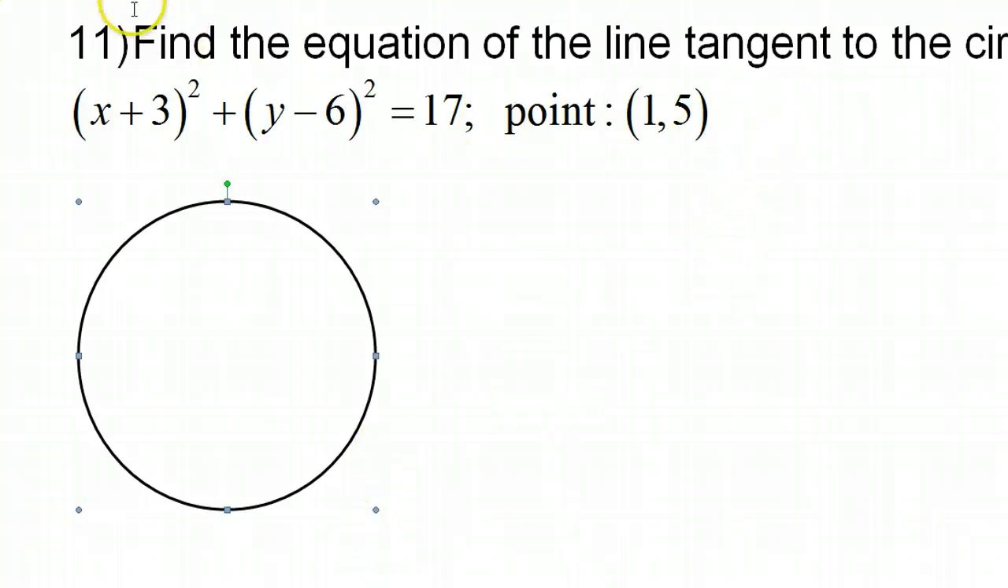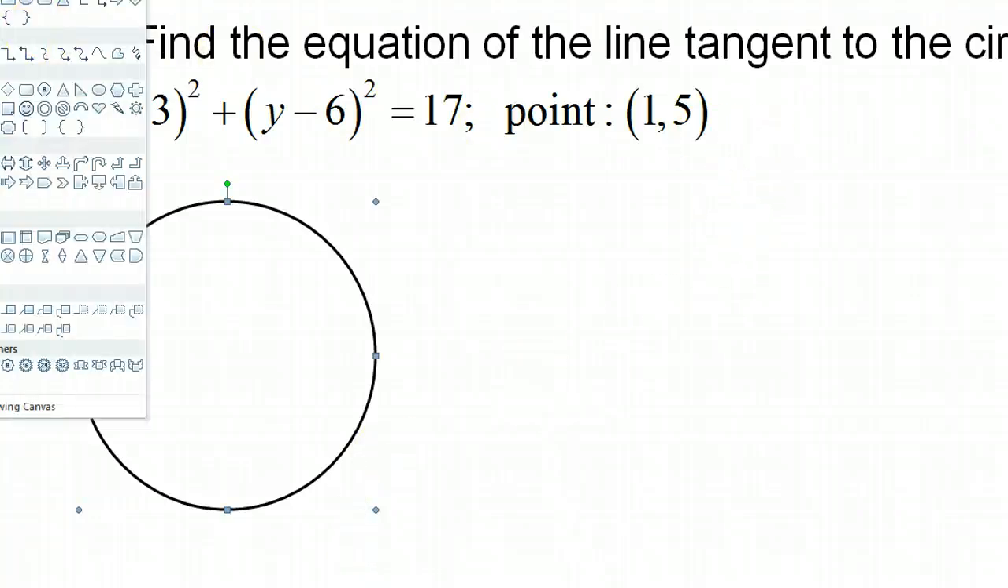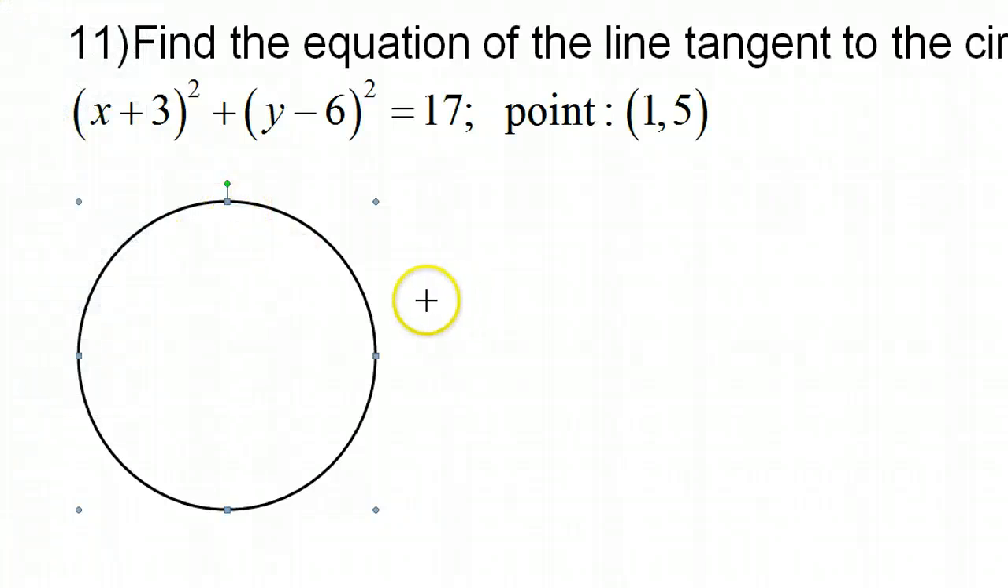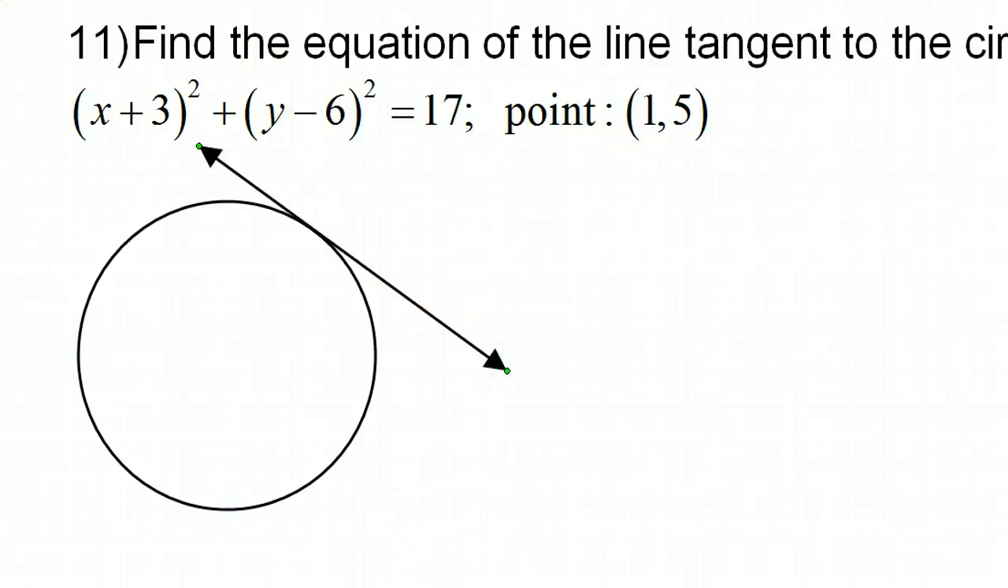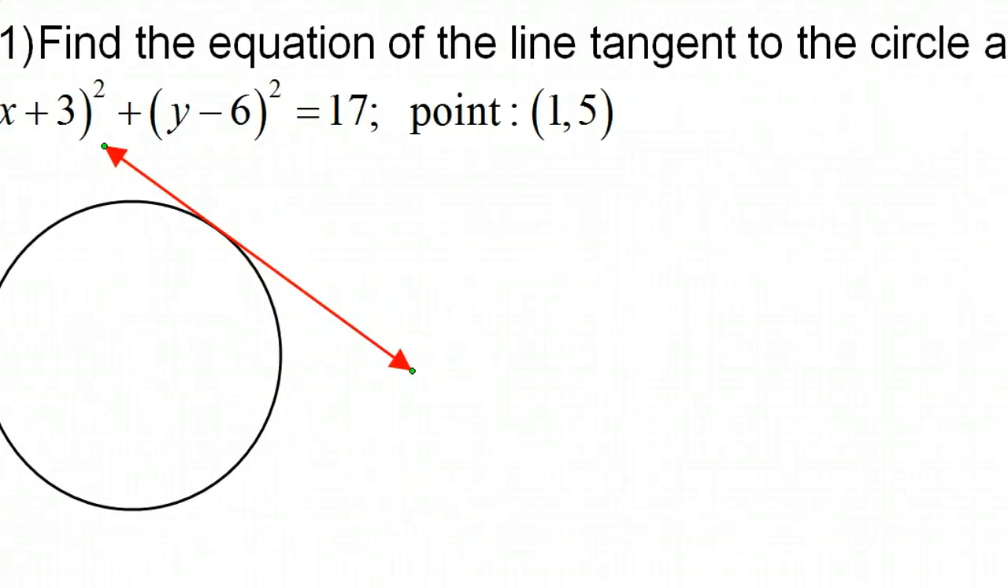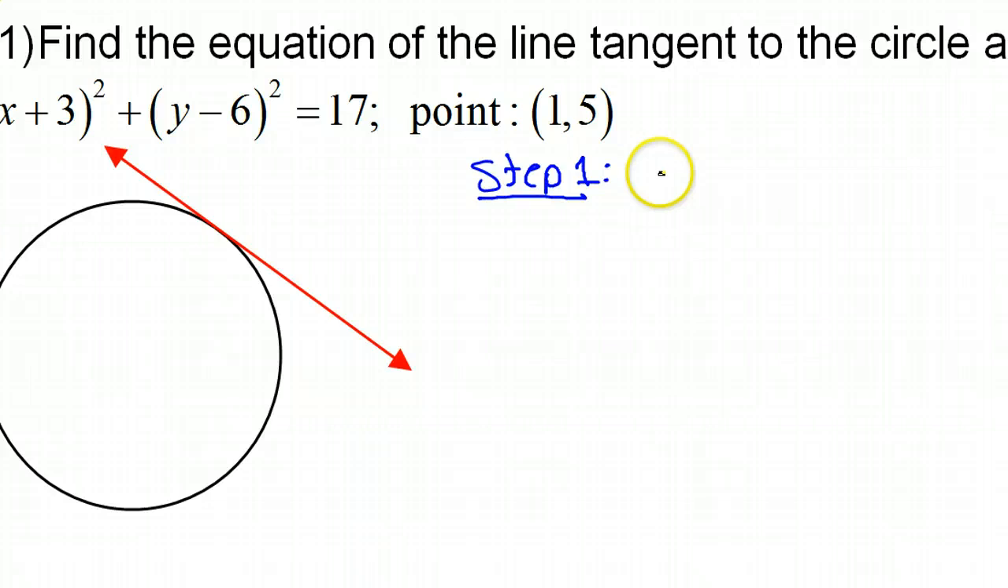So we have a circle. There should be a tangent line happening. Okay, so here's my tangent line. Okay, feel like making it red. So we're supposed to be finding the equation of this line. There are 4 steps to this process. Okay, step 1, we're going to find the slope of the radius.